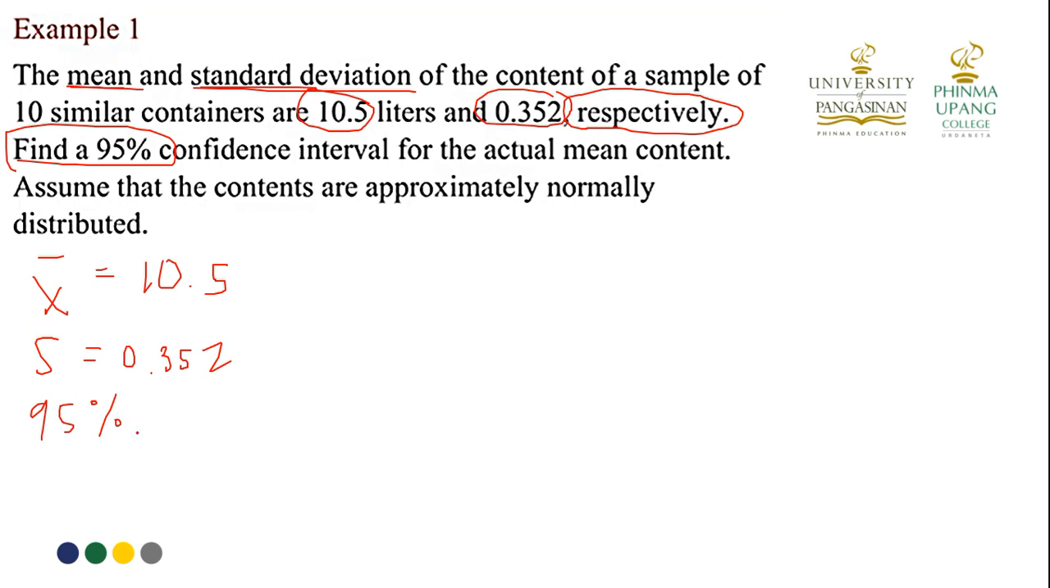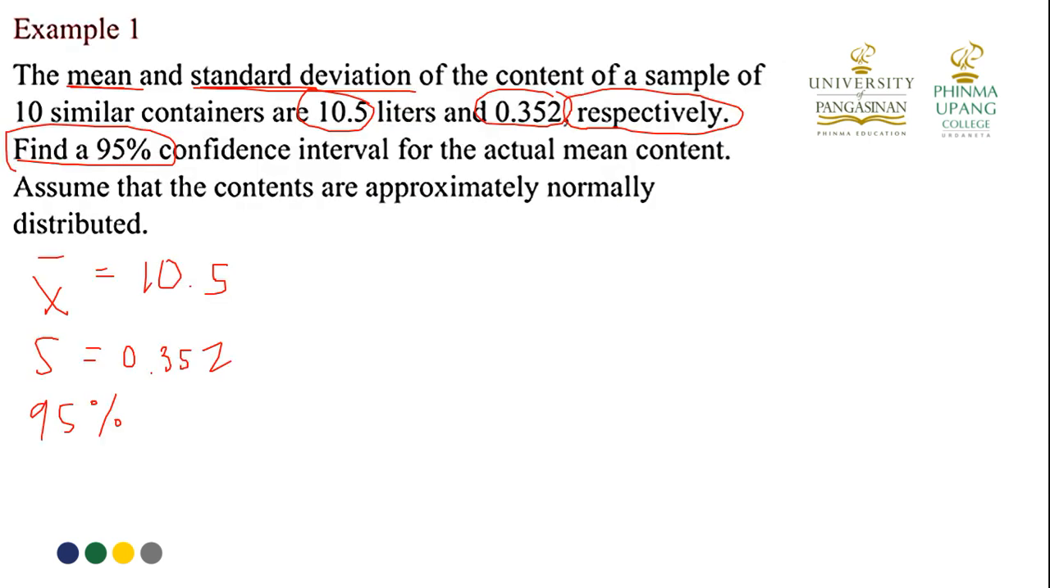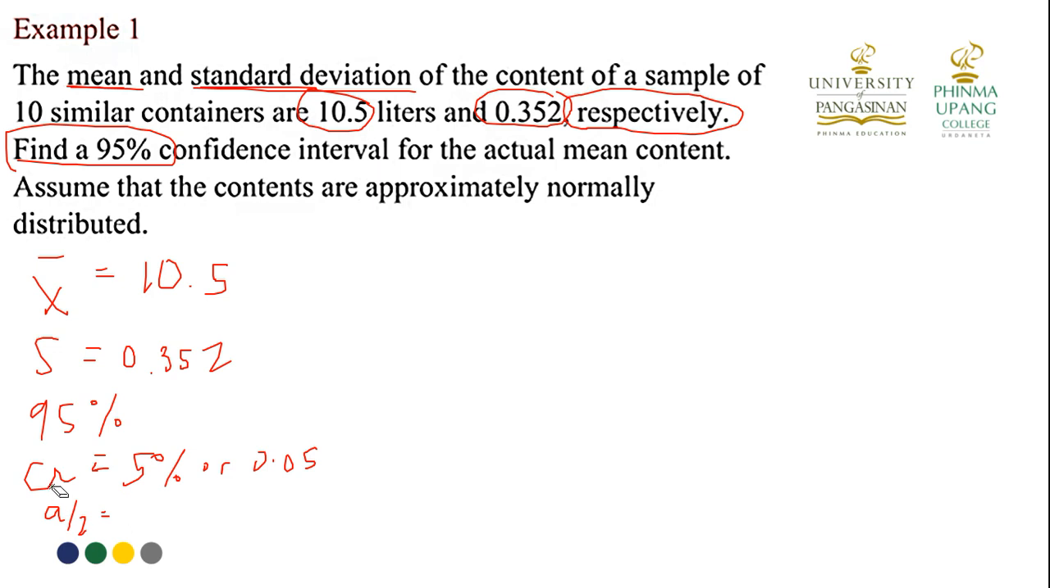Sir, is there a T table? Yes, and this is our T table. In your module, it is on the very last page. I will teach you how to get the value. Again, 95% is for two-tail. The alpha of 95% is 5%, or 0.05. The one-tail of your alpha is 2.5%. In percent, so 2.5. You divide it by two.